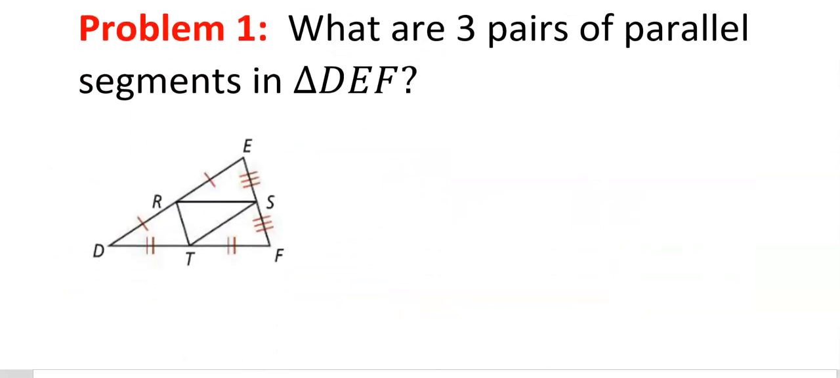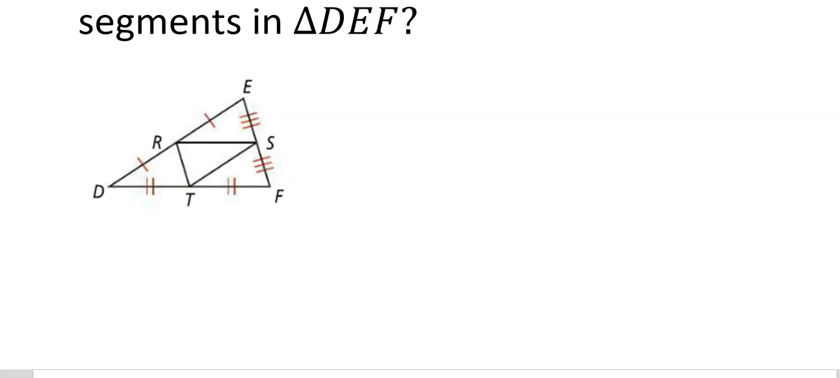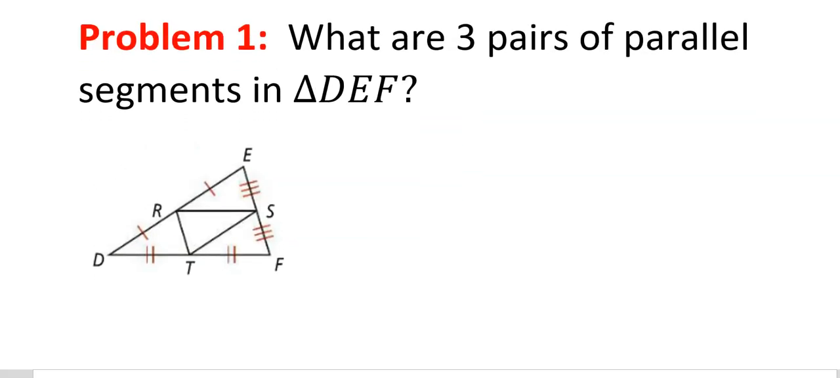Okay, so what are three pairs of parallel segments? I'm going to look at this triangle in three different ways. The first thing is if you have midsegments, which we're going to find out that we have, I'm looking at this one first. Let's see if that's a midsegment first. If you look at the one on this side and the one on that side, are they marked the same? If you look at the one on this side and that side, are they marked the same? Yes, then it's a midsegment. So it is going to be parallel to something.